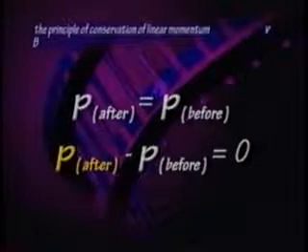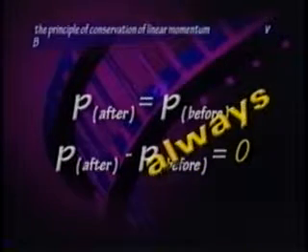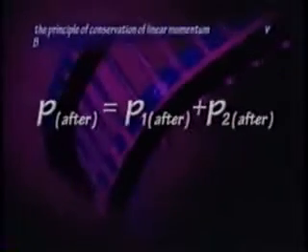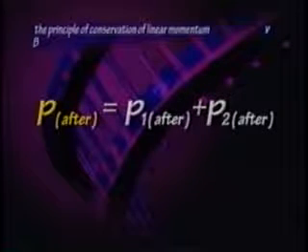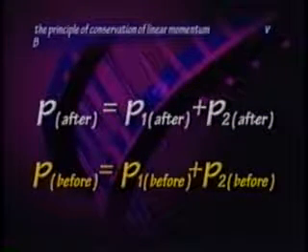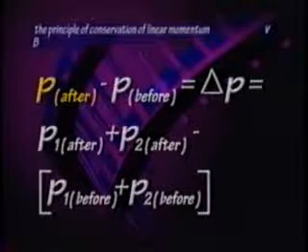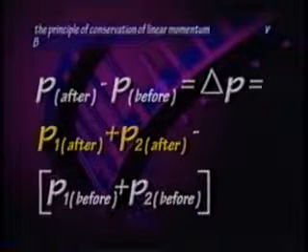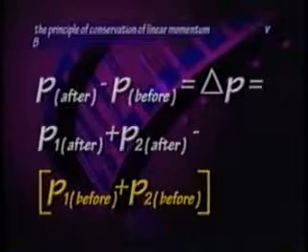And the total linear momentum after minus the total linear momentum before is always 0. And that can be written as the change in momentum, delta p, equals 0. The momentum after is the sum of the particles' momentum after the collision, or P after equals P sub 1 after plus P sub 2 after. And the momentum before is the sum of the particle's momentum before the collision. So, when we take the difference between these two, we get p after minus p before equals the quantity p sub 1 plus p sub 2 after minus the quantity p sub 1 plus p sub 2 before.